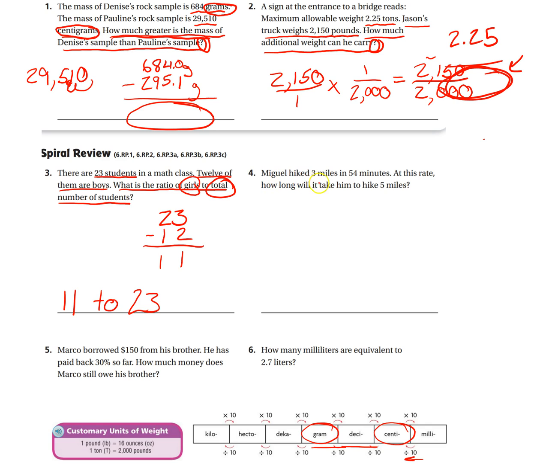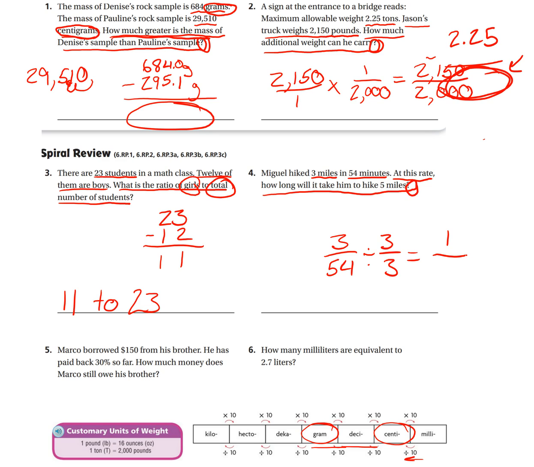Okay, number 4, Miguel hiked 3 miles in 54 minutes. At this rate, how long will it take him to hike 5 miles? A few different ways we can try this problem. We can do miles over minutes, and then set that equivalent to miles over minutes. Or we can find a unit rate, which is the way I recommend doing it. So we divide the top and the bottom by 3.